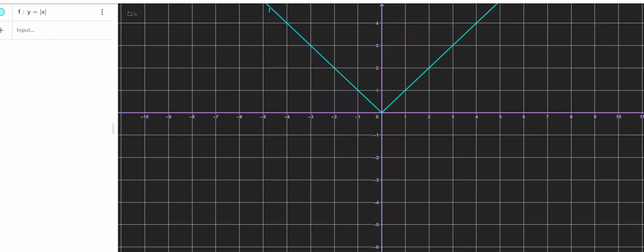I want you now to think, how can I move this function 1 step right? 1 step right. Good. And I want to move it 2 steps up. 2 steps. We want to move it 2 steps up. 2 up. Okay, what should I change in this function? This is the main function, y equals absolute value of x, which is the parent function. Now, its graph is a V from 0 and 0.